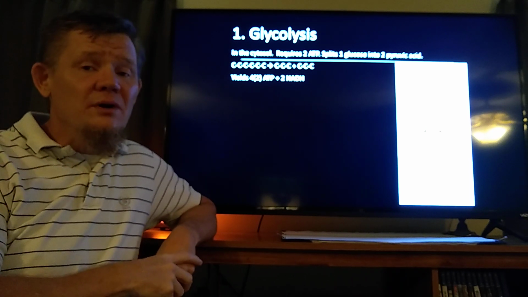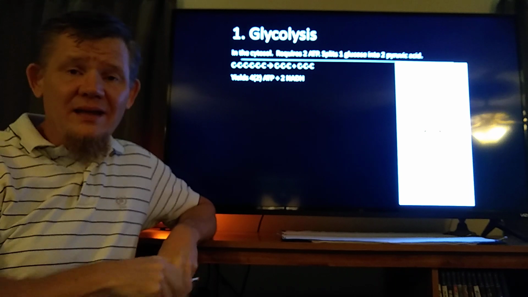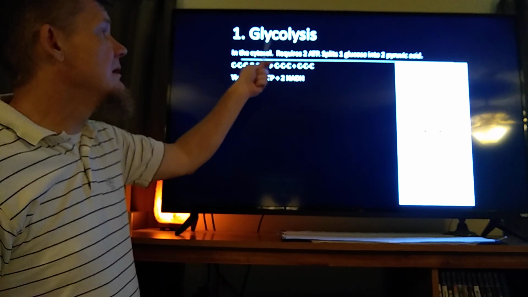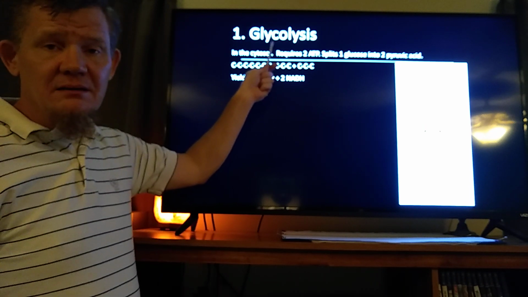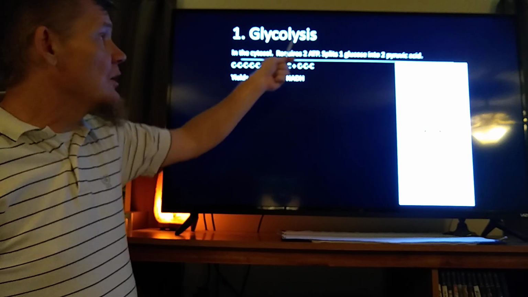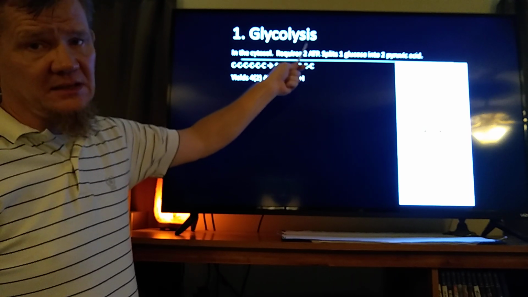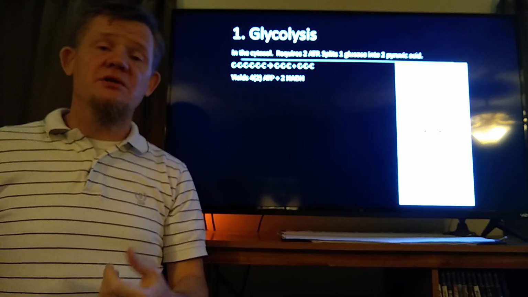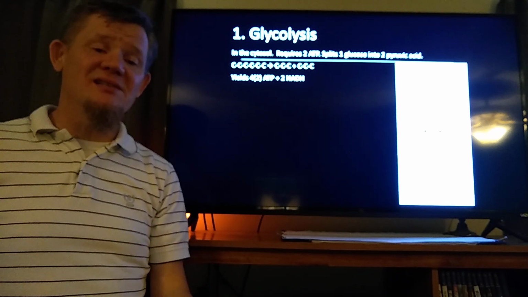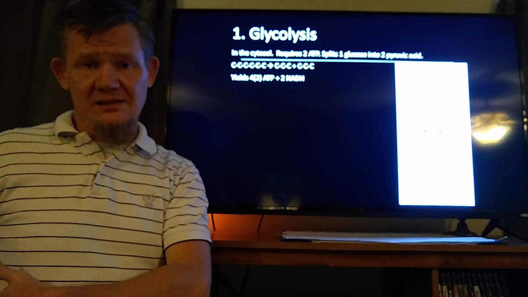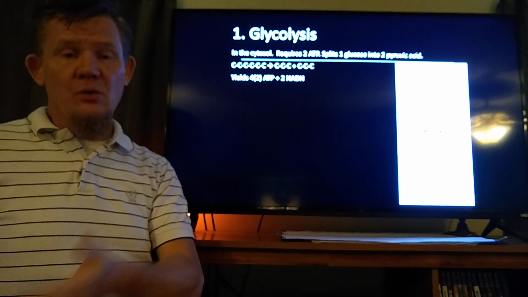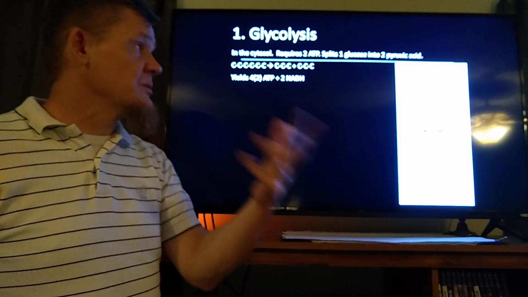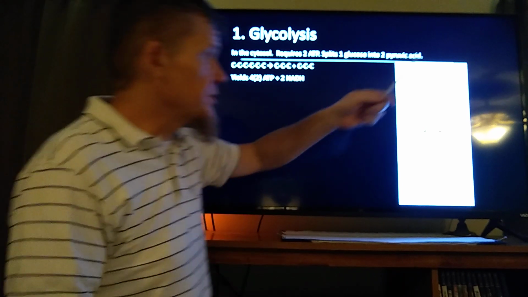First, let's break the word down. What does glyc mean? Glyc means sugar. What does lyse mean? Lyse means to break. So in this process called glycolysis, we're going to break apart sugar. So we start with our sugar molecule, and here we see our sugar molecule.